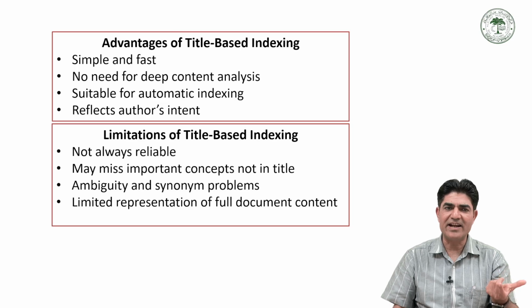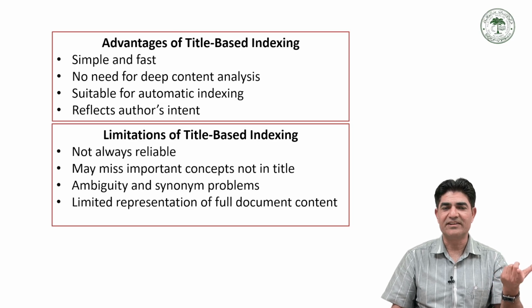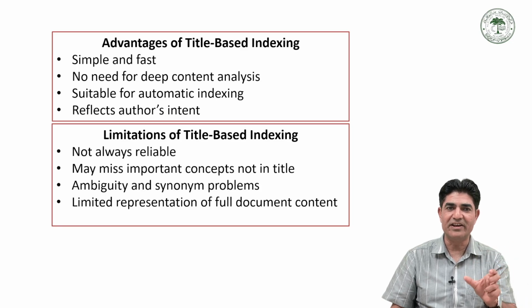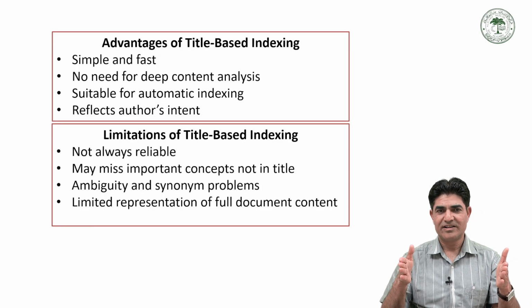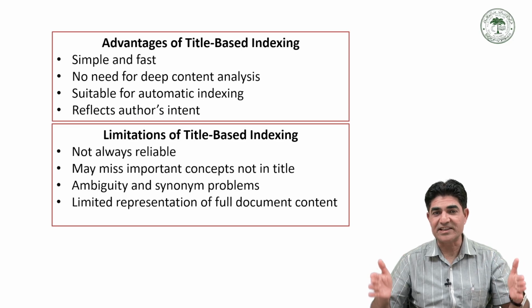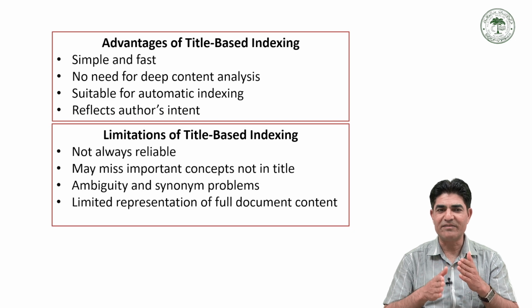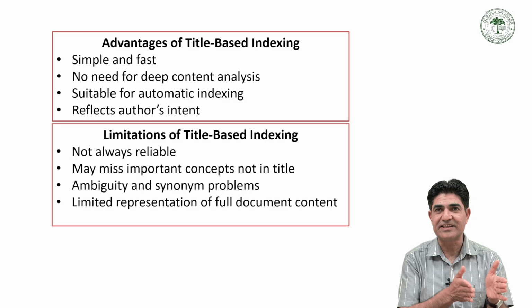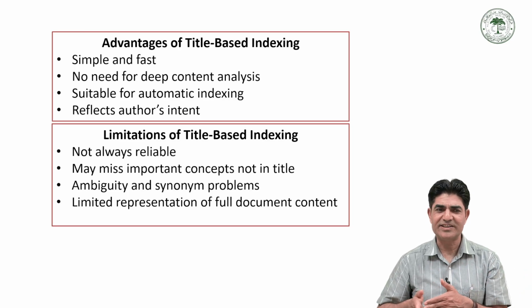For example, suppose there is a title, You Can Win. Only three words are used in this particular title, and by just reading these three words, You Can Win, the title of the book, we are not able to identify what the subject of the book is and what is discussed in the book. So we are not able to represent the full content discussed in the document just by taking the words from the title only. So these are the major limitations of title-based indexing systems.